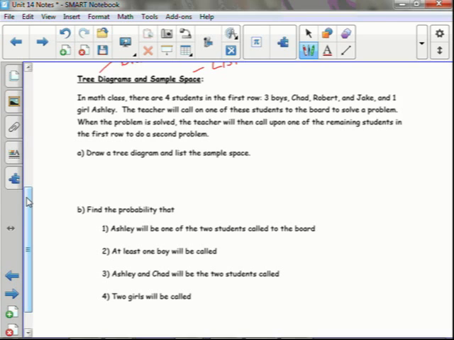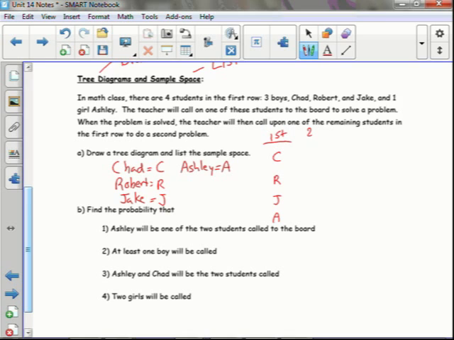All right, so what I'm going to do for my diagram here is I'm just going to make a key first. Let's let Chad be C, let's let Robert be R, let's let Jake be J, let's let Ashley be A. Okay. So the first student the teacher calls on could be either Chad, Robert, Jake, or Ashley.